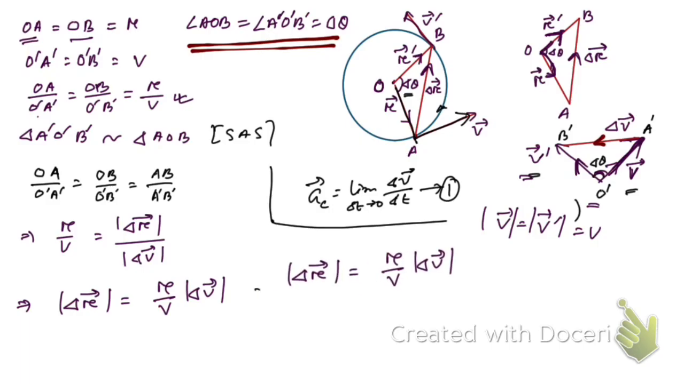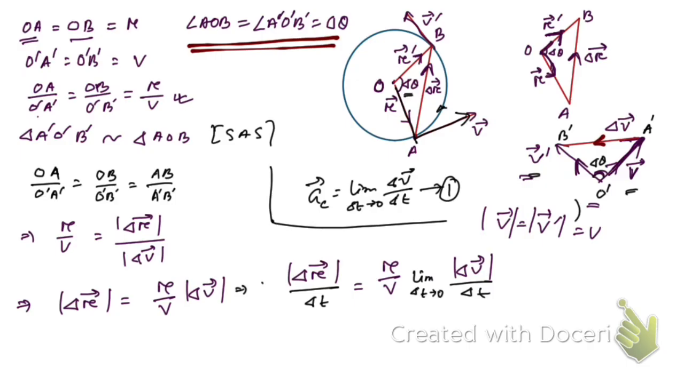So here you see what we have done. Let me divide it by del t on both sides. Then let me take the limit on both sides. Limit del t tends to 0. On the left hand side also, limit del t tends to 0.